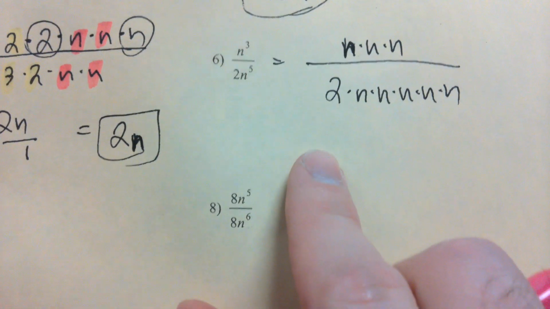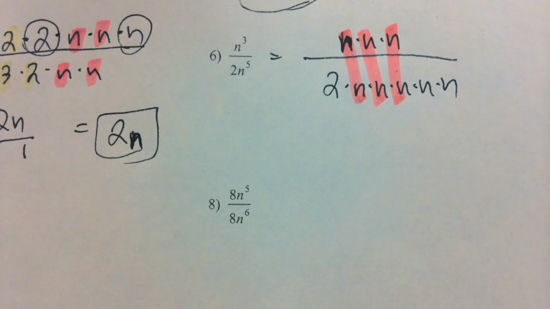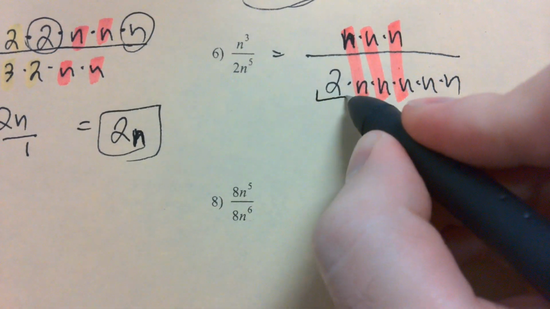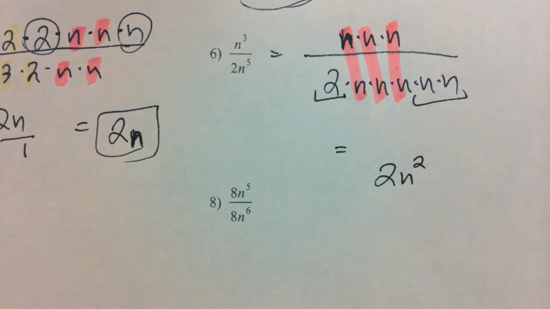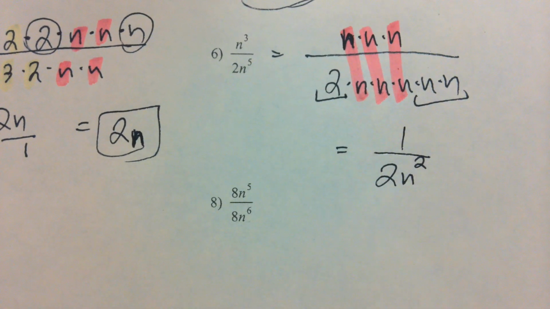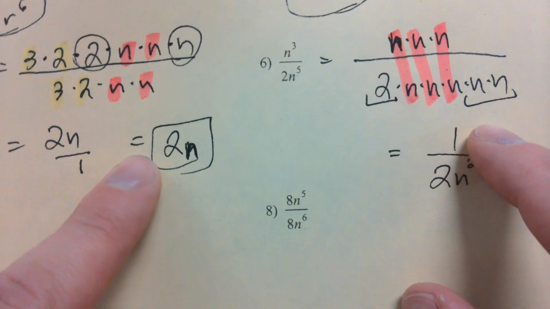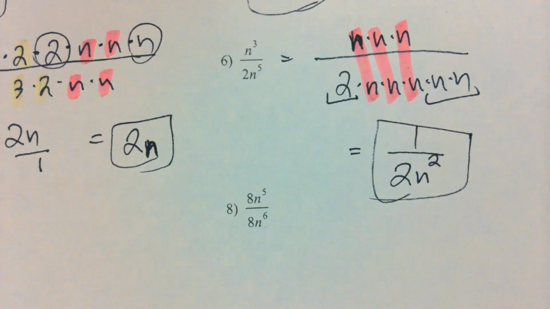Let's see. Again, no numbers to cancel out, but we can cancel out 3 pairs of n's, just like that. Now on the bottom, we're left with two n's. That'll be 2n squared. And what's left on the top here? 1. Can we just get rid of that 1 like we did in the previous problem? No, we have to keep the 1 when it's on the top.